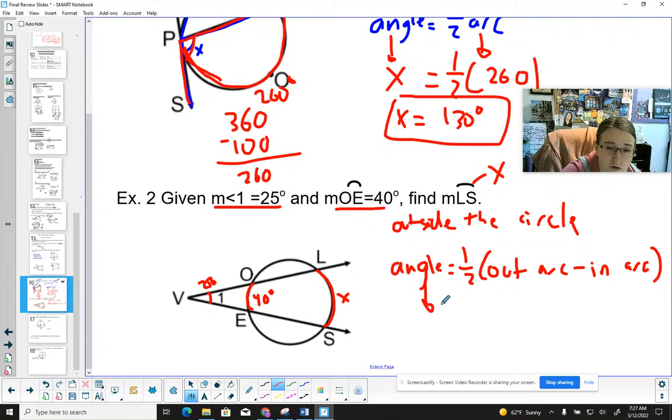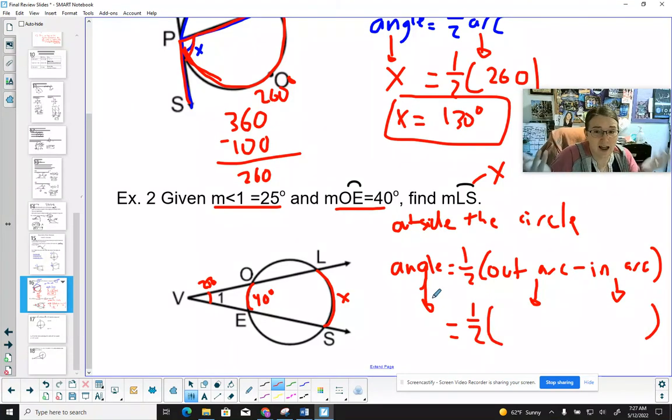So again, this is what you were having a really hard time with. It's not a choice. The 1/2 is a part of the formula, but then I have to plug in everything where it goes. What's my angle? What's the outside arc? What's the inside arc? You've got 25, 40, and x. Which is which? Outside and inside arc are special. You have to know which is the outside and which is the inside.